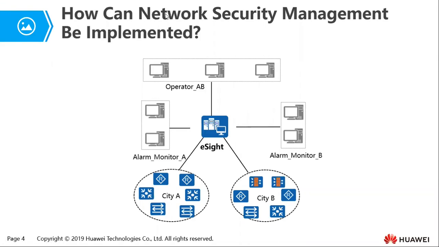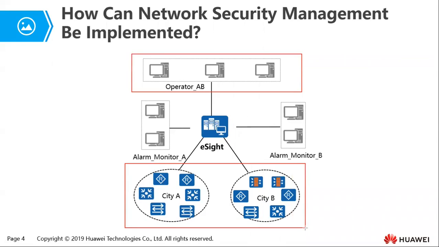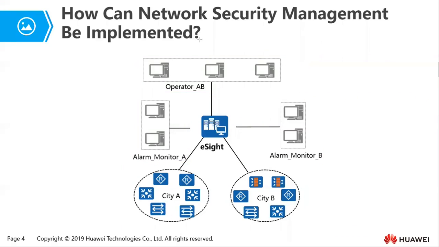How can network security management be implemented in such a scenario? In this scenario, we have, for example, the headquarters, and we want the headquarters to be able to monitor all the branches. But we also have network administrators at each of the branches, and we only want them to be able to manage their respective branch network and not see the other branches' networks. So how can you configure such a security requirement?